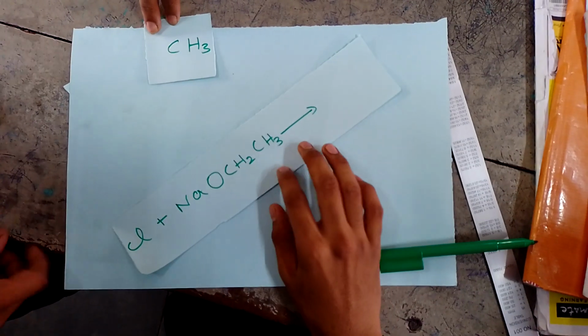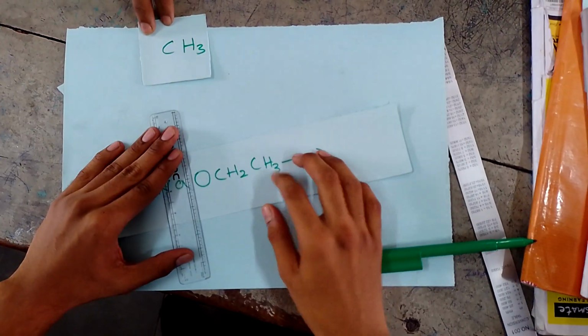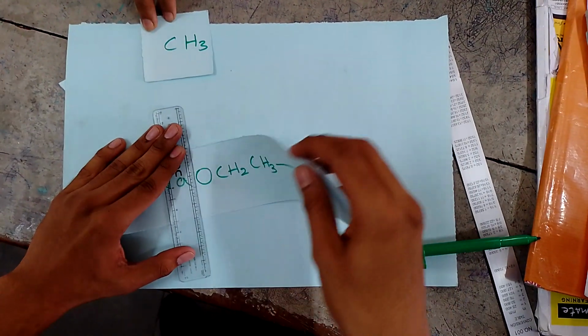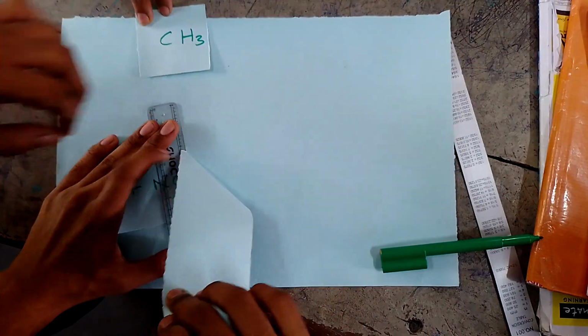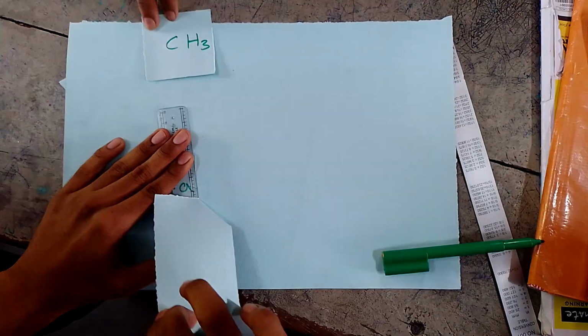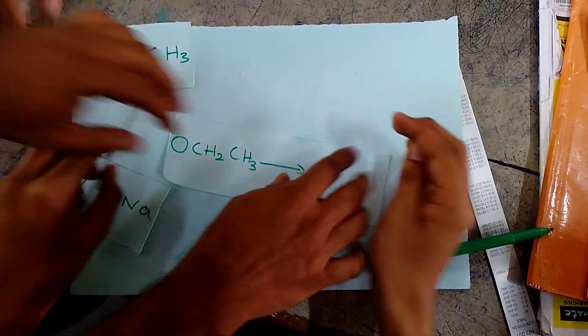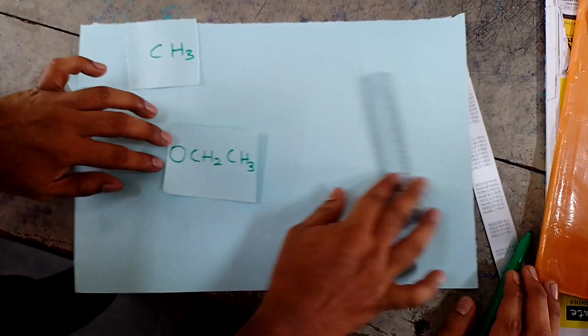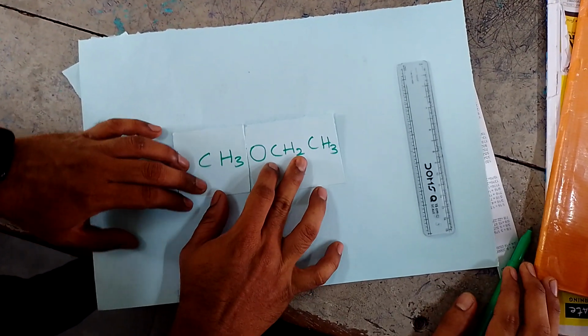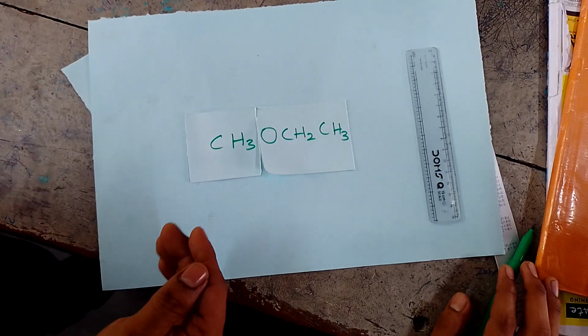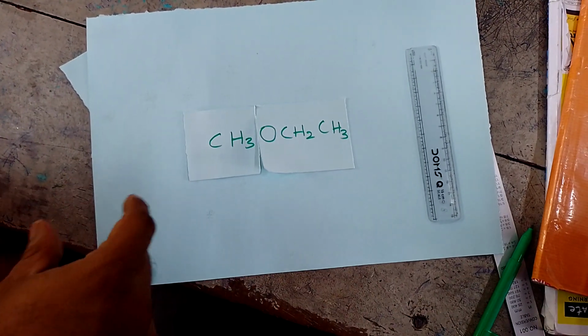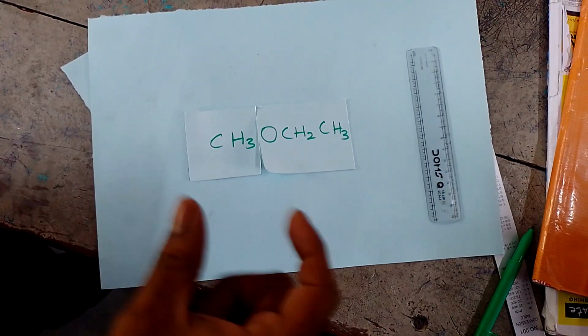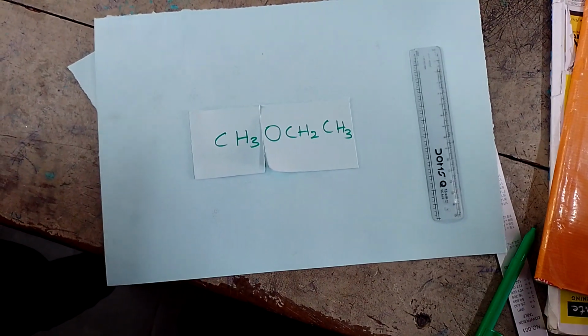Now the bond breaks between the oxygen and sodium. Now when you combine it, we are getting an unsymmetrical ether, which has a methyl part on one side and an ethyl part on the other side, which is termed as methoxyethane.